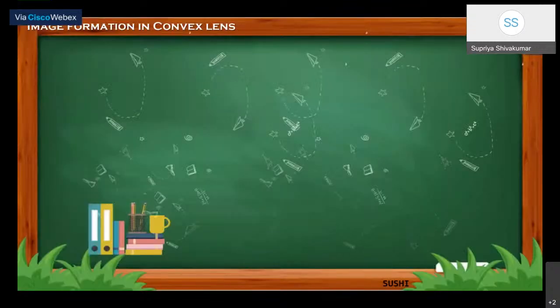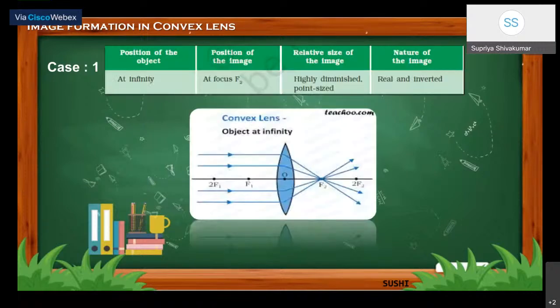All this type of questions can be asked in each and every concept that we learn now. Next, moving on, we'll go for image formation in convex lens. So we know that we have six different cases when it comes to convex lens. We will be dealing with them one by one. The first one, case one. When an object is at infinity, we get an image at focus F2, and the relative size of the image is highly diminished and point sized, and the nature of the image is real and inverted.